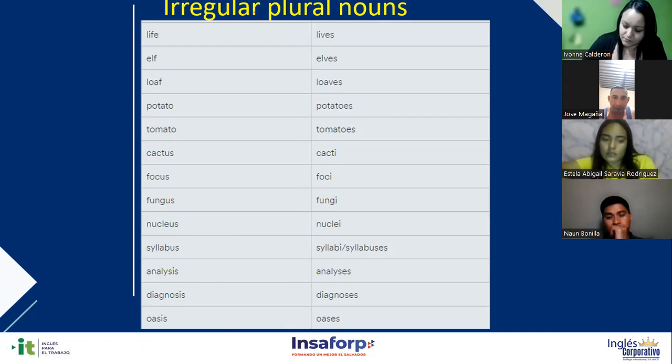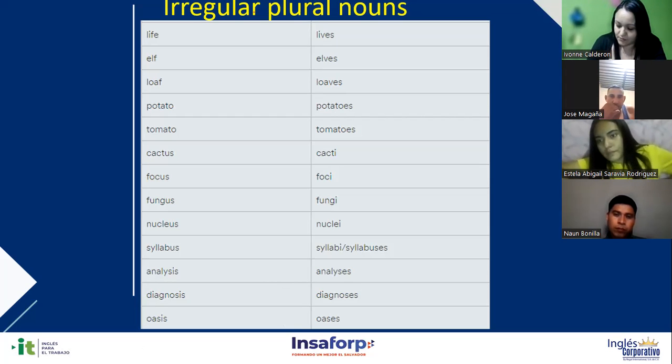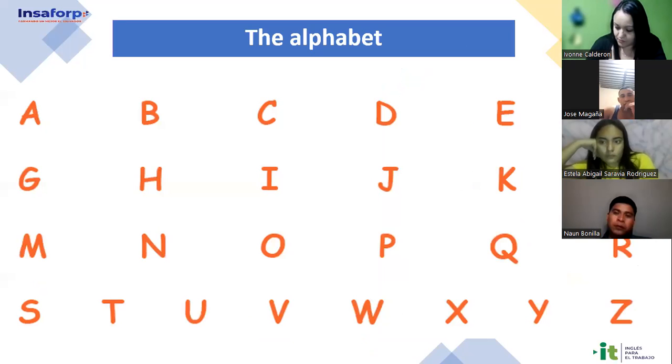Okay. So these are the characteristics of the noun, right? Again, I repeat. Los nombres se dividen en comunes y propios, common and proper, right? Y también los nombres se dividen en singular and plural. So these are the characteristics of the nouns. Yes? Good. Now we're going to start with the alphabet.